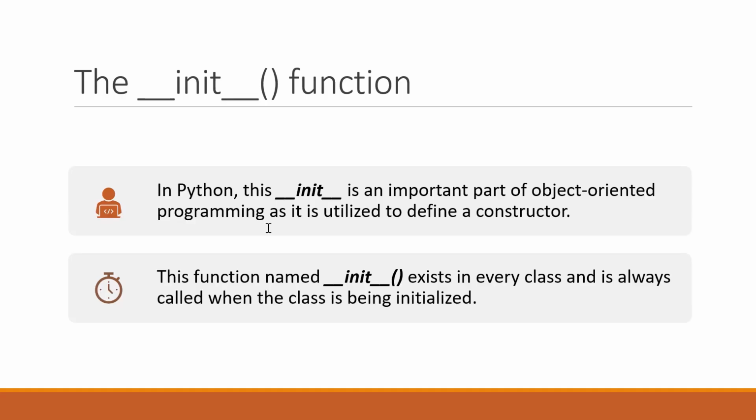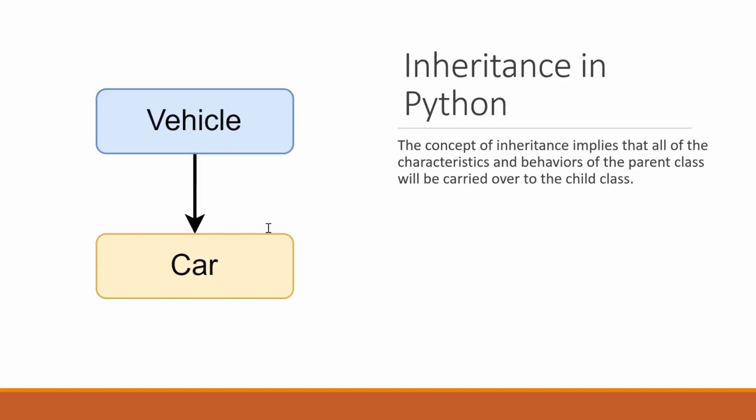So in this way, we can use this init function to define a constructor for our class. Let's move forward and discuss another concept, that is inheritance. Now inheritance in Python is also a most important aspect of object-oriented programming. This concept replicates the concept of inheritance in everyday life.